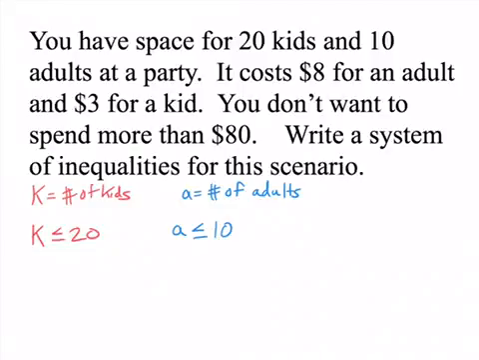But that only dealt with the number of kids and number of adults. I have more information here. I'm going to write yet one more inequality that deals with the money. So I'm going to write one more for the money. So let's think of money here.